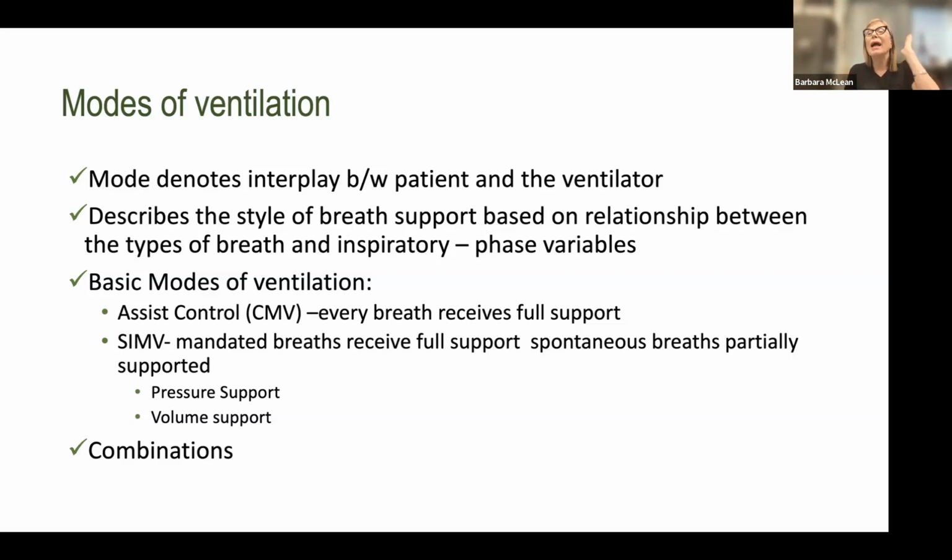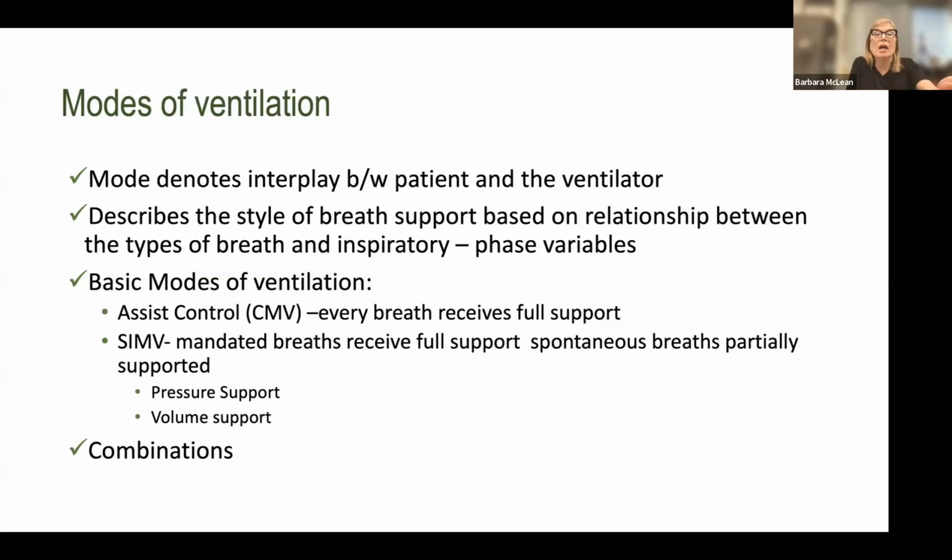So assist control, every breath is a vent breath, even when the patient asks for it. So I put the rate at 14, he's breathing 22 times a minute. Every single breath looks just like the other, and he gets full support. With assist control, every breath receives full support. With SIMV, the M stands for the mandatory breath. So there is a mandatory rate. It might be 5, it might be 8, it might be 12, it might be 20. All mandatory breaths get full support, just like ACMV. Same thing. Mandatory breath always receives full support.